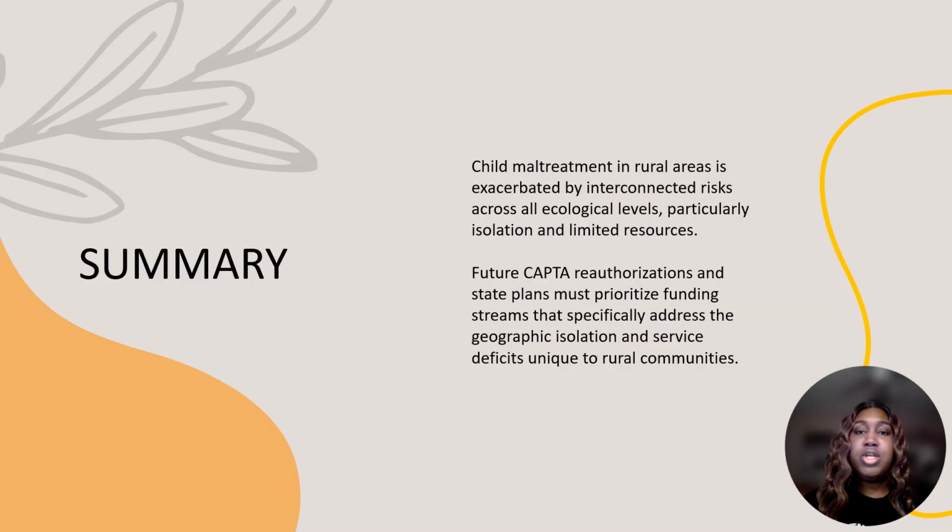In summary, child maltreatment in rural areas is exacerbated by interconnected risks across all ecological levels, particularly isolation and limited resources. Future CAPTA reauthorizations and state plans must prioritize funding streams that specifically address the geographic isolation and service deficits unique to rural communities.